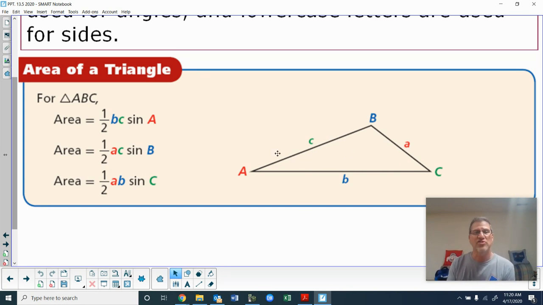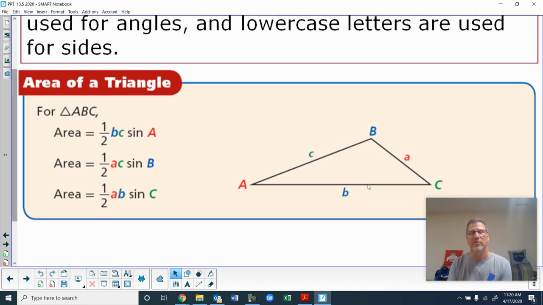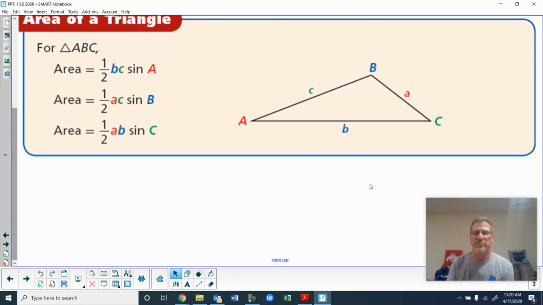In the situation to use this area of a triangle formula, they're going to give you a side angle side. So if you get sides B and C, they're going to give you angle A, and you're going to use this top one. If they give you angle B, they're going to give you sides A and C, so 1/2 times A times C times the sine of B. If they give you angle C, they're also going to give you sides A and B because angle C is between those, so 1/2 A times B times the sine of C. So that's the formula we're going to use to find the area of a triangle.